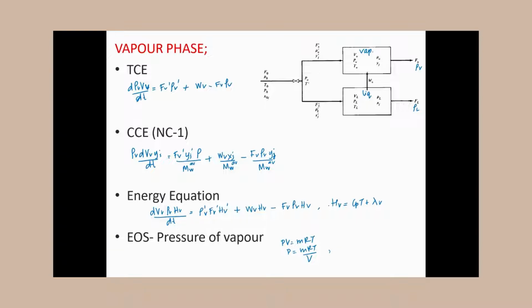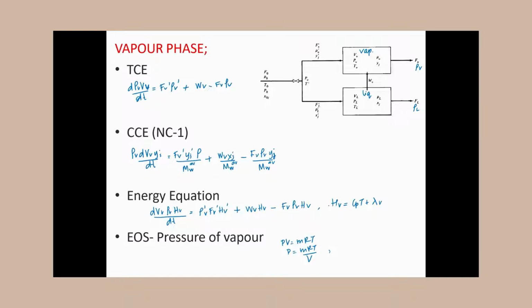Next, the vapor phase is basically the same as the liquid phase. Just from the rigorous model on the right side, you can see that on the vapor phase side there are two inlets and one outlet, compared to the liquid phase, which has one inlet and two outlets. First, we compute the TCE for the vapor phase, starting with d rho V VV over dt equal to FV prime rho V prime plus WV minus FV rho V.